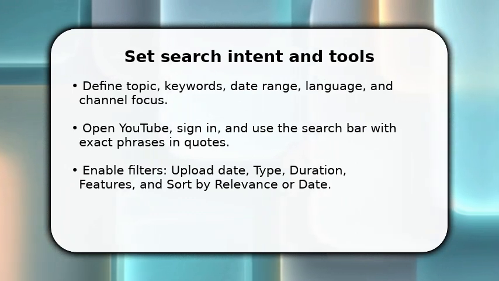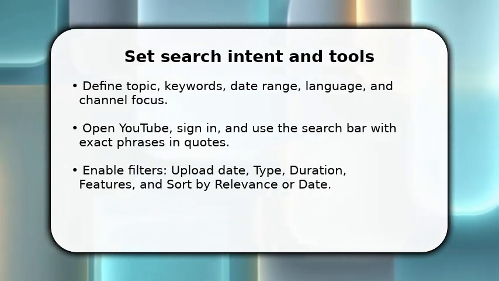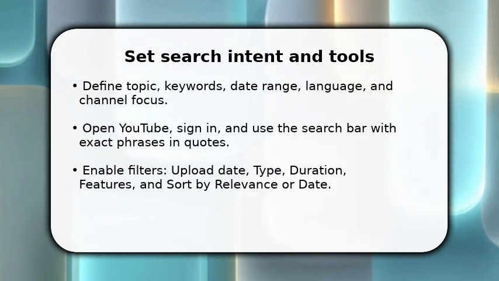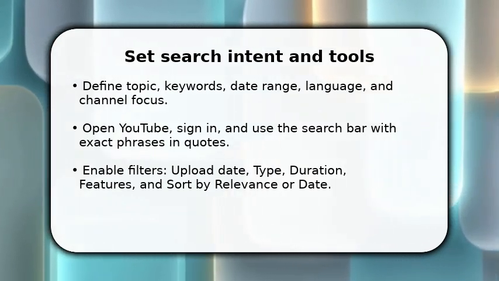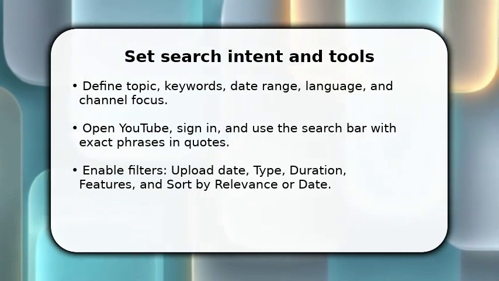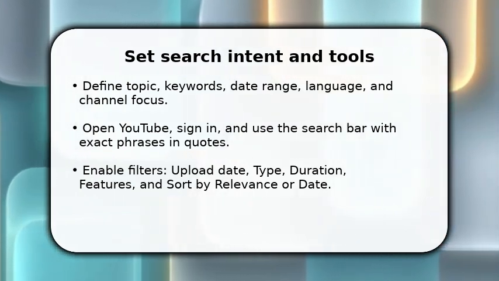You start by clarifying exactly what you need: topic, date range, language, and preferred channel type. Once done, open YouTube and sign in so you can use advanced filters and history. In the search bar, type precise keywords or phrases in quotes to reduce noise. Make sure to add channel names or exact titles if you have them.